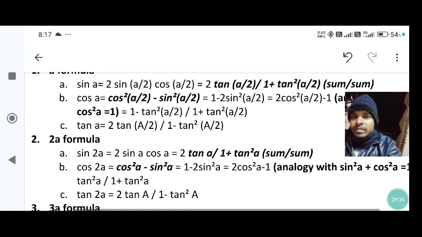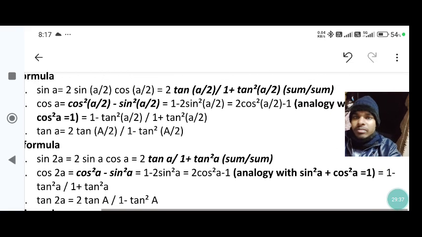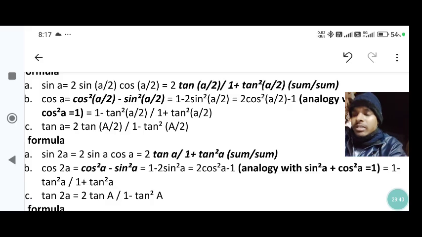And one more formula: sum by difference by sum. For cos 2a there is difference by sum.